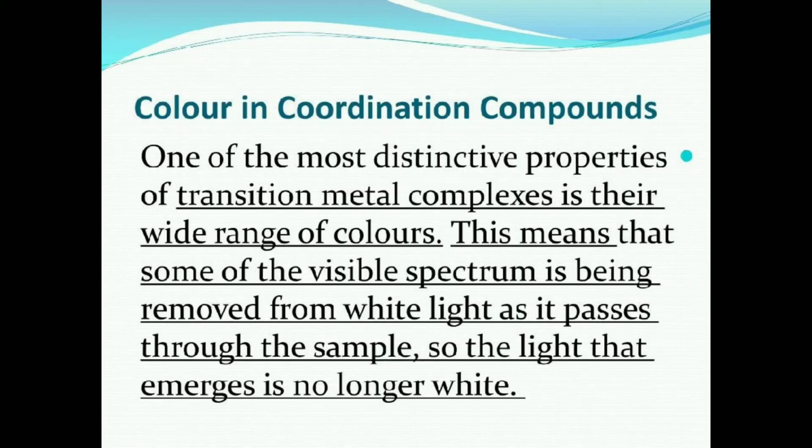Color in coordination compounds. One of the most distinctive properties of transition metal complexes is their wide range of colors. This means that some of the visible spectrum is being removed from white light as it passes through the sample, so that the light that emerges is no longer white. Means there is an absorption or removal of light, and the light that emerges is no longer white.